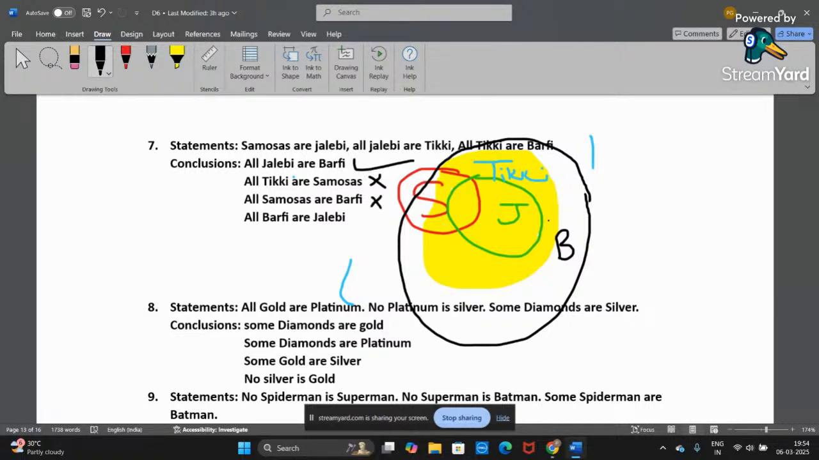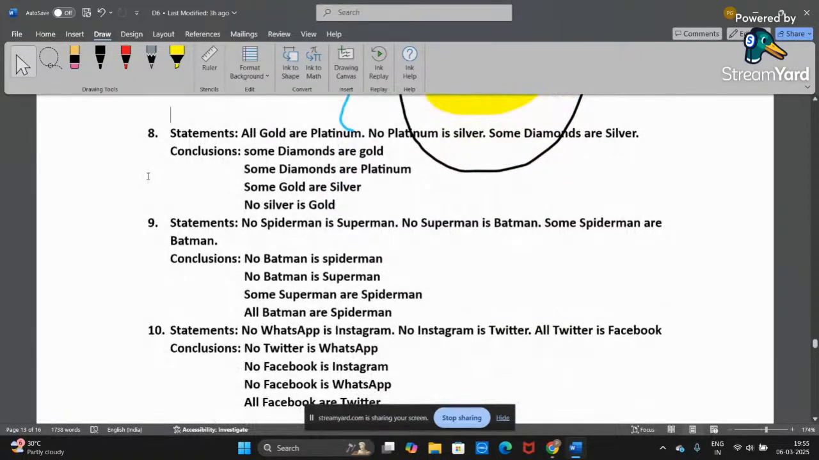All burfis are jalebis. No. See, all jalebis or tikkis are burfi, but all burfi are not tikki or all burfi are not jalebi. So in this state, this conclusion is wrong. Only the first one is correct. We'll move on to next one.